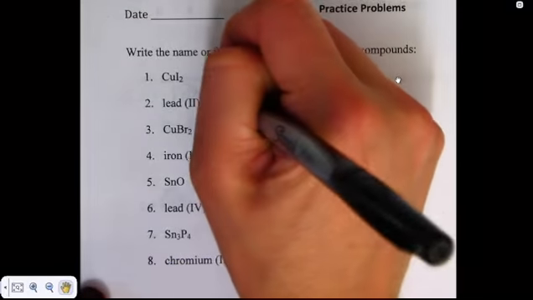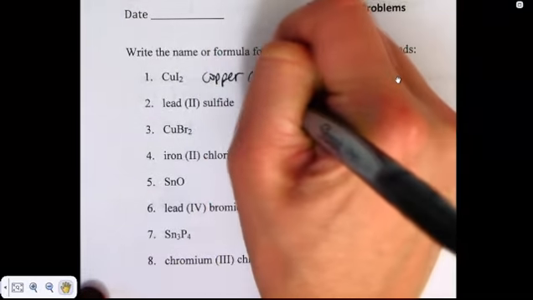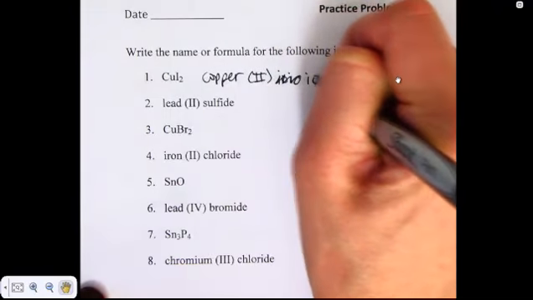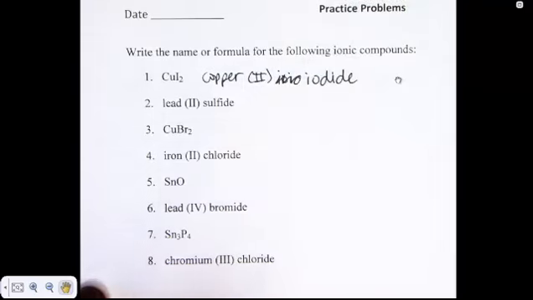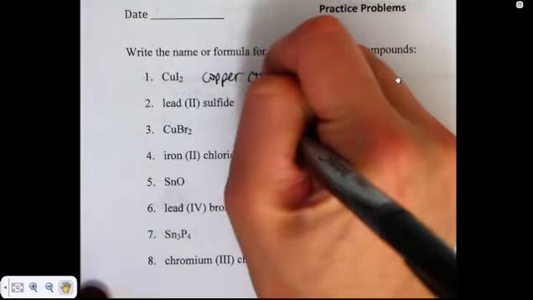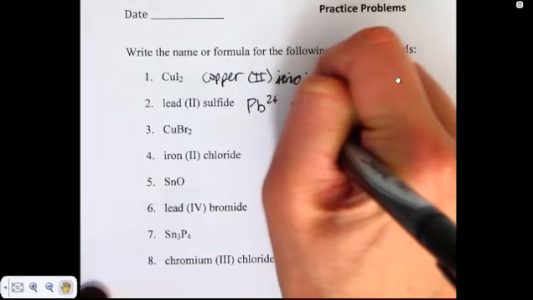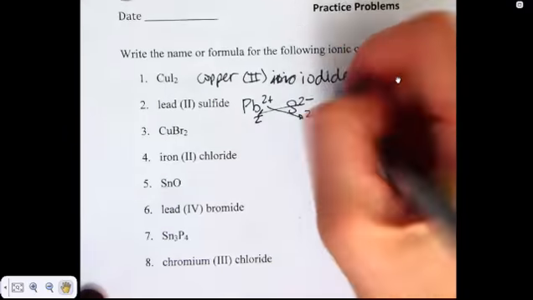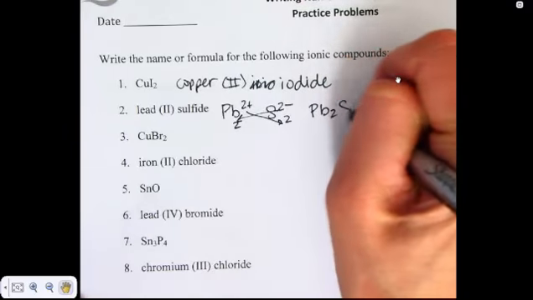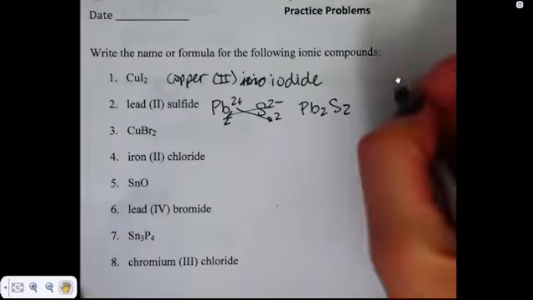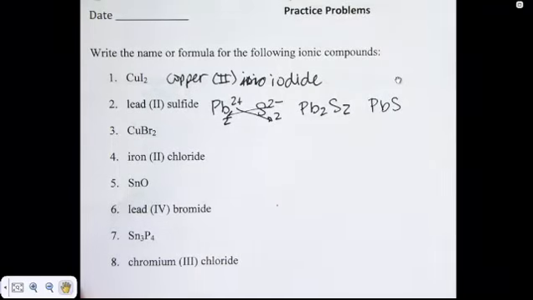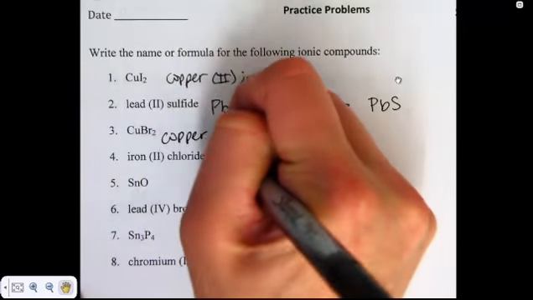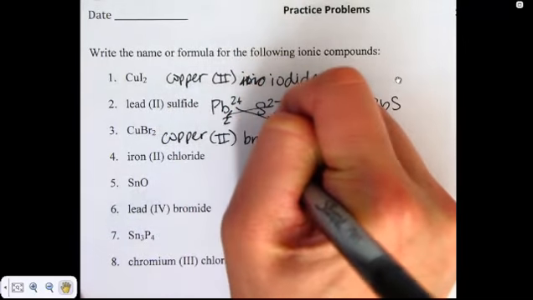All right, here we go on answers. The first one is copper 2 iodide. The second one is, let's see, Pb 2 plus, S 2 minus. They cross. You would get Pb2S2, but the 2's cancel, so you will get PbS. Number 3 is copper 2 bromide.